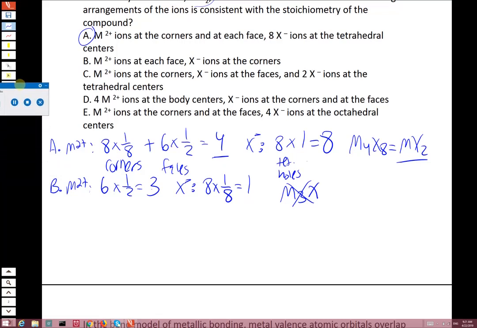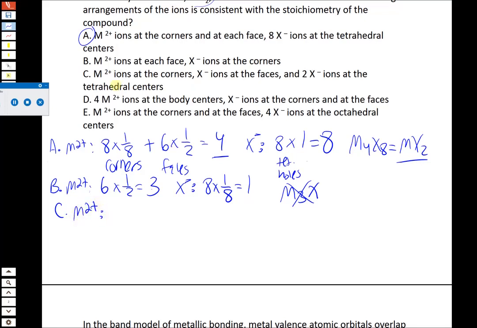Alright, and then if we go to choice C here, we have M2+ ions at the corner. So if we go to M2+, we have 8 times 1/8 for M2+. We have 1 M2+, and we have X- ions at the faces. So that's going to be 6 faces counting as a half each for X-, plus 2 at the tetrahedral center. So that's going to be 2 tetrahedral centers counting individually, which is a total of 3 plus 2, which is 5. So this would give us MX5, which is also not the correct formula.